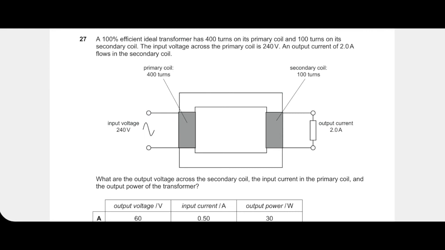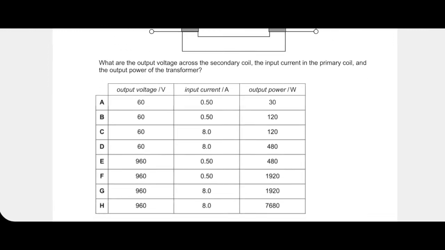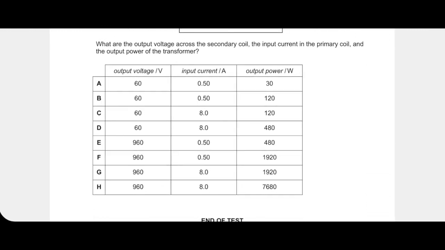Question number 27. A 100% efficient ideal transformer has 400 turns on its primary coil and 100 turns on its secondary coil. The input voltage across the primary coil is 240 volts. The output current is 2 amperes flowing in the secondary coil. There's a diagram of the transformer being described. What is the output voltage of the secondary coil, the input current of the primary coil, and the output power of the transformer? So immediately you're going to work out the output voltage, the input current, and then finally the output power.